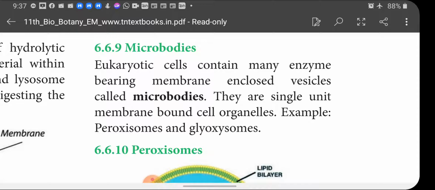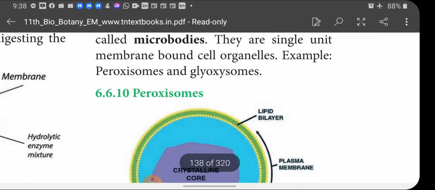Actually, in the eukaryotic cell, it is understood that they are not present in the prokaryotic cell; they are present in eukaryotic cells only. Enzyme-bearing membranes enclose the vesicles. Vesicles means a bag-like structure. Inside the bag, the enzymes are present, and this structure is called a microbody. They are single unit membrane-bound cell organelles, covered with only one membrane, not a double membrane-bound organelle.